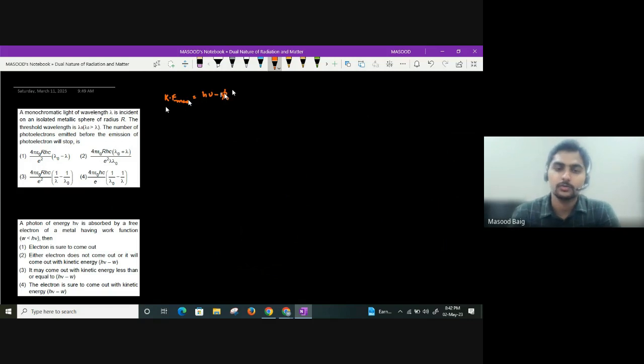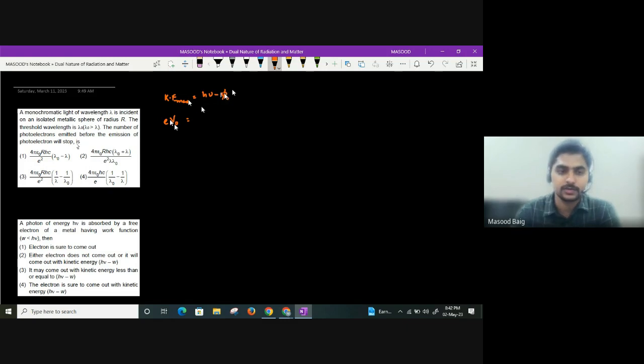So we can find the potential from this. What is the maximum kinetic energy? You can write it as E times V naught, in terms of the potential difference or stopping potential. What is stopping potential? It is the minimum negative potential applied at the anode in order to stop the photocurrent. They are asking how many electrons will be emitted before the emission of photoelectrons stops.